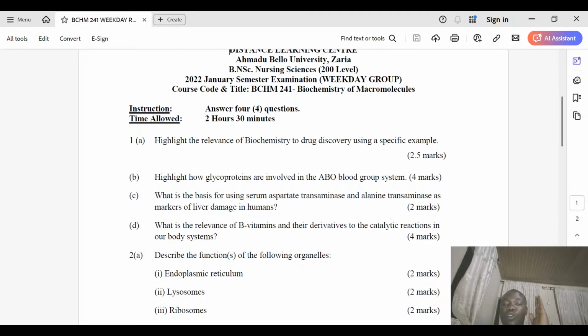So remember, endoplasmic reticulum is divided into two. Smooth endoplasmic reticulum is involved in drugs metabolism. That is one. And the second, the rough endoplasmic reticulum aids in protein packaging and the transportation of the synthesized protein. So we are done with the function of endoplasmic reticulum.